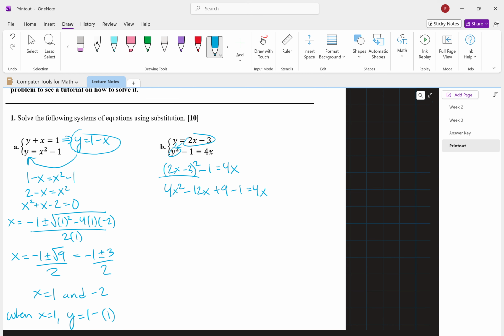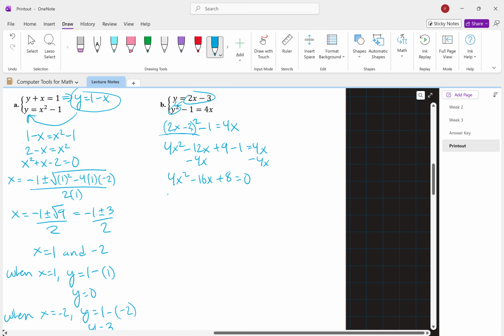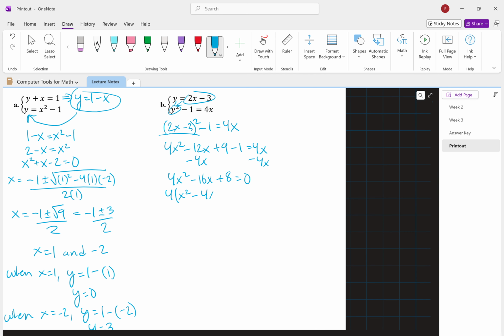So if we subtract out our 4x over here and simplify it to get 0 on the side, so we do minus 4x on both sides, we're going to have 4x squared minus 16x plus 8 is equal to 0. Here we can simplify a little bit. We can factor out the 4 to get 4 times x squared minus 4x plus 2 is equal to 0.